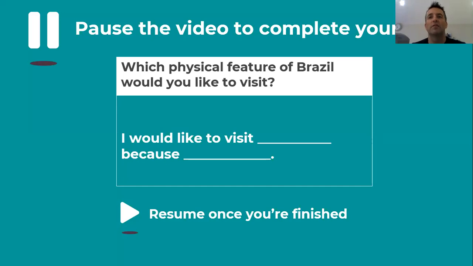Most of you will be able to write a sentence, but if you're finding it tricky, you could practice saying it to an adult and perhaps make a recording to send to your teacher. That way you are being successful too. So your sentence might be, I would like to visit the Amazon rainforest because I really like animals and I want to see the different species that live there. Have a think. Where would you like to visit? Pause the video now and write or say your sentence.